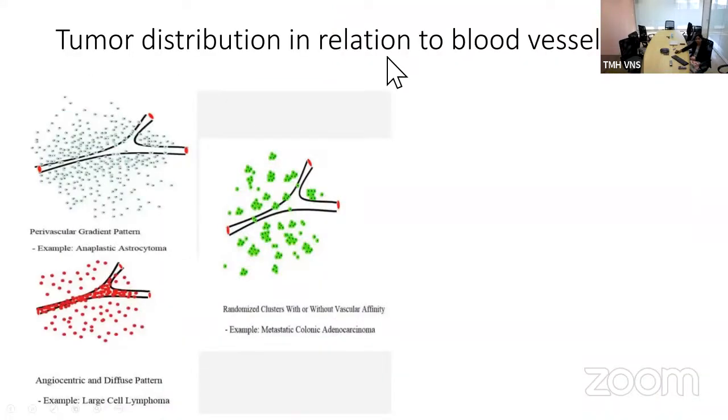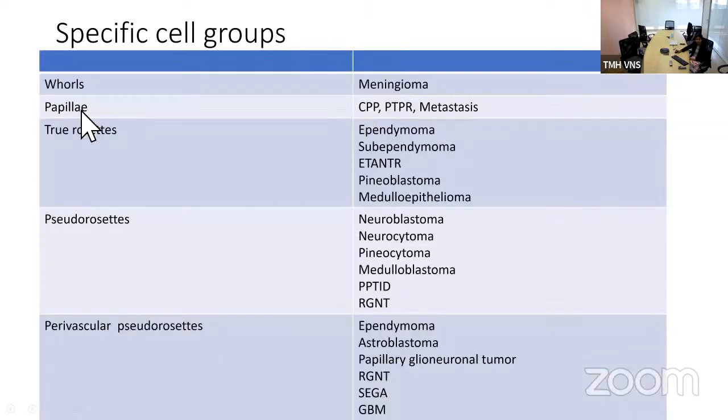Now, tumor distribution can also be seen in relation to blood vessels, like a perivascular gradient pattern. The tumor cells are arranged perivascularly in anaplastic astrocytoma. Angiocentricity is found in lymphomas, and randomly distributed clusters around blood vessels can be seen in metastatic tumors.